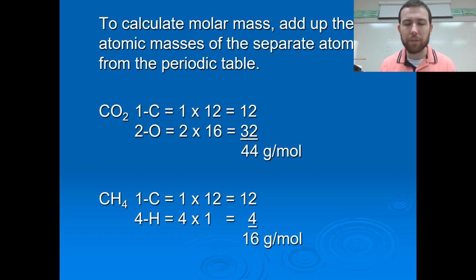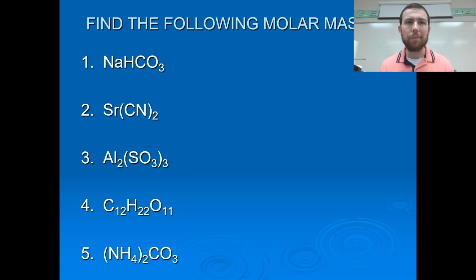So as I close out this video, what I want you guys to do, calculate the molar masses for each of the following, right? You've got sodium bicarbonate, you got strontium cyanide, you got aluminum sulfite, you've got, I believe that's sucrose, and then you've got ammonium carbonate. Calculate their molar masses and make sure that you give your units in grams per mole.